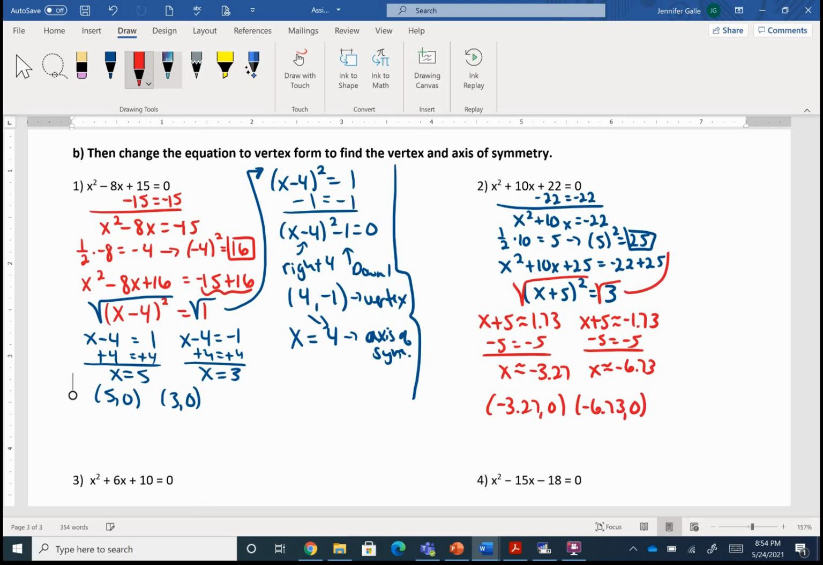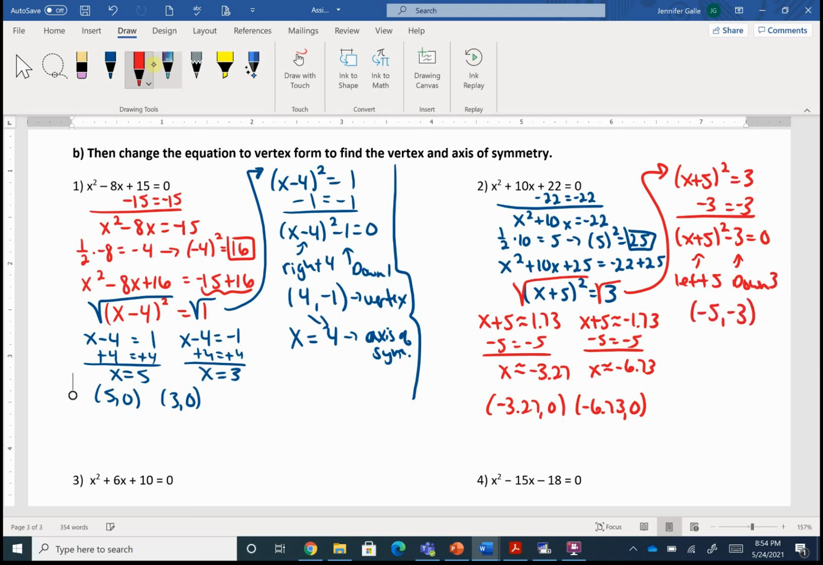To get the vertex and axis of symmetry, we just rewind back to before we did the square root. Let's bring the 3 to the left side. Now we have vertex form. The plus 5 inside is going to go left 5. The minus 3 is going to go down 3. Left is negative, down is also negative. There's our vertex. Axis of symmetry, x equals the x value at the vertex.